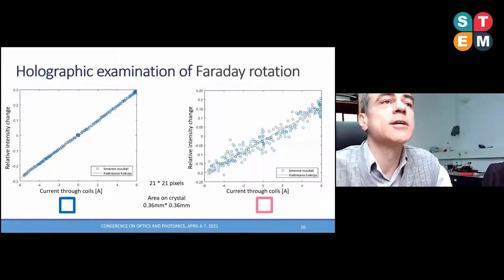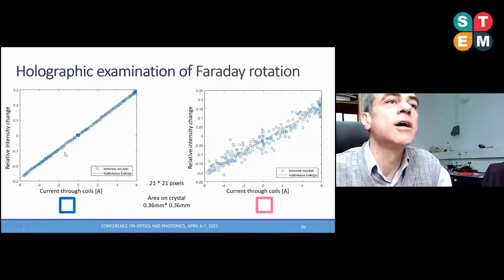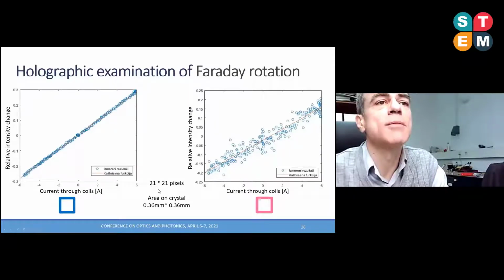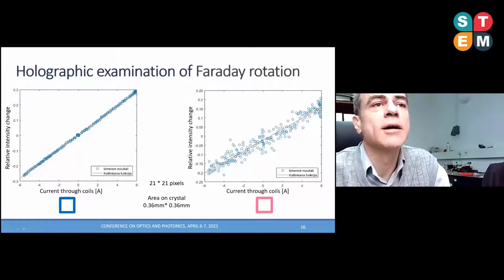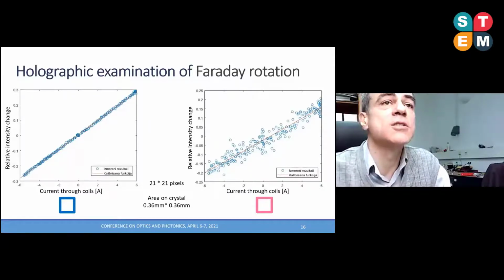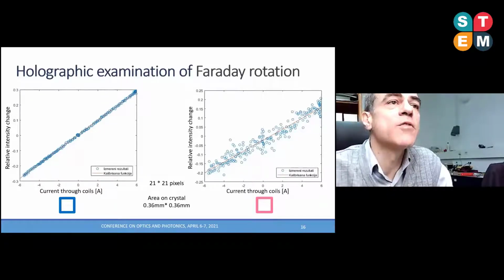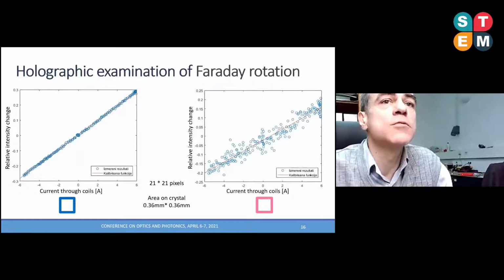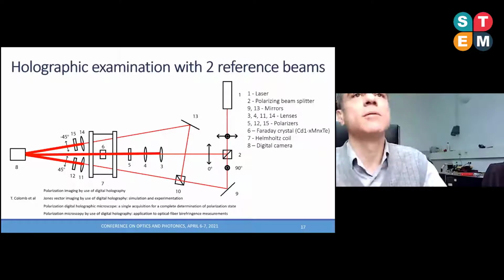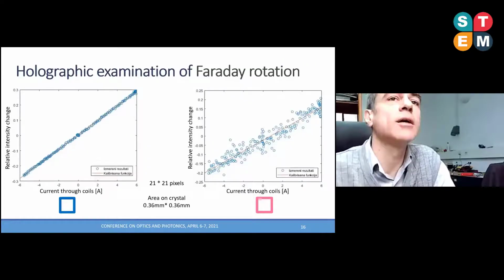Well, as expected, the place without defects has a higher slope and has a lower measurement uncertainty. And this area corresponds to 21 by 21 pixels, and the area of crystal that corresponds to this area is 0.36 by 0.36 millimeters. So even here we have a very good spatial resolution for magnetic field measurement. So this went very well.